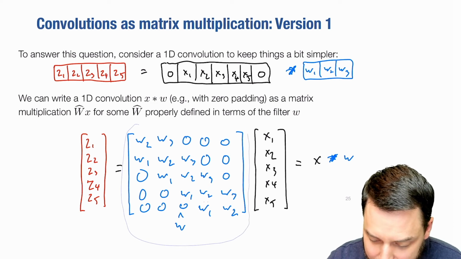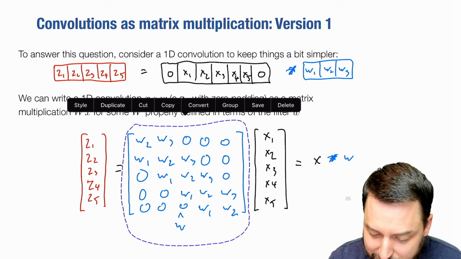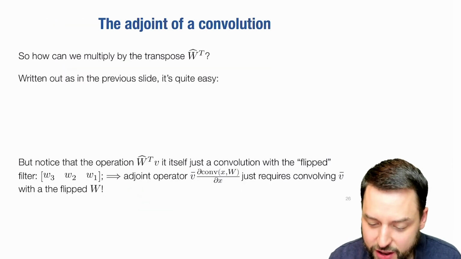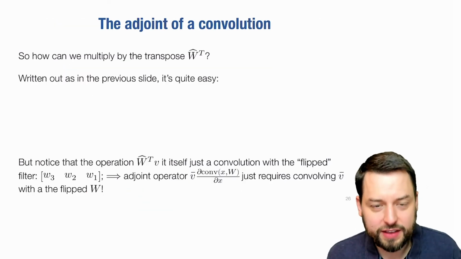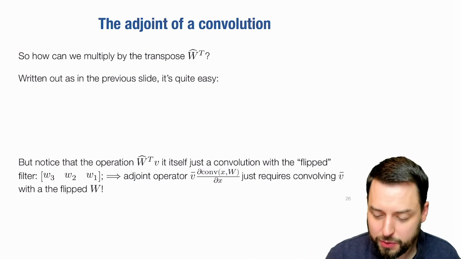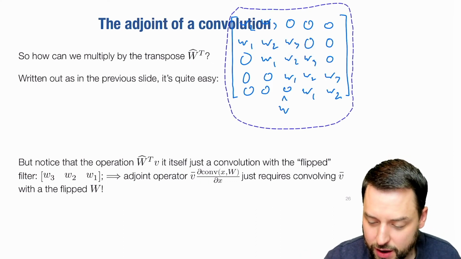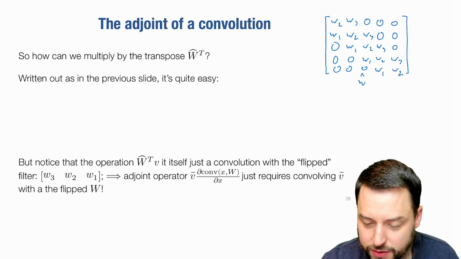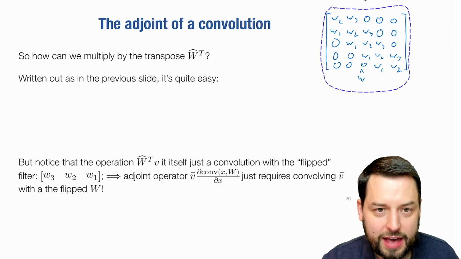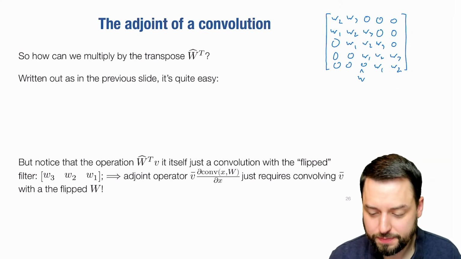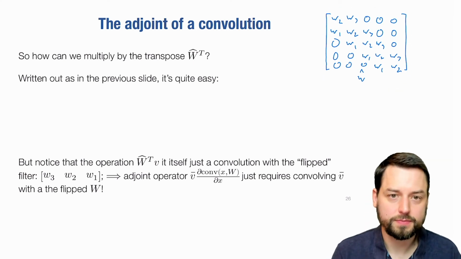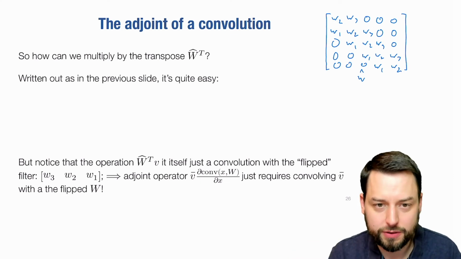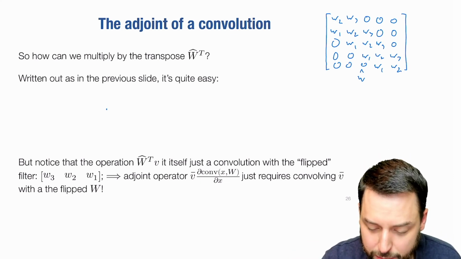Okay, so this is our matrix here. Let me copy it and go to my next page, because I'm going to need it. The question I have is, once we know what W is here, how do we compute W transpose? Well, now that we know W in matrix form, it's easy, because we just transpose W.